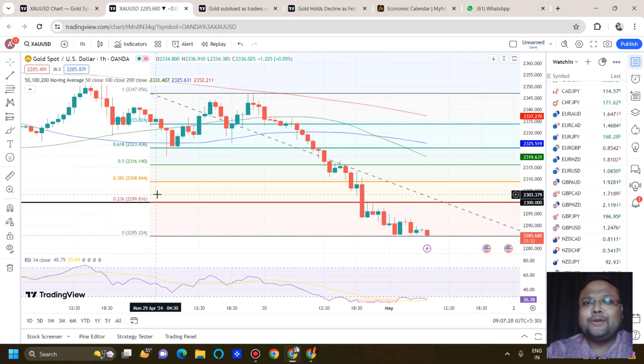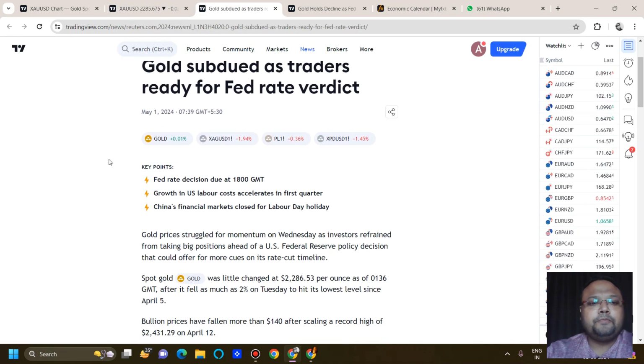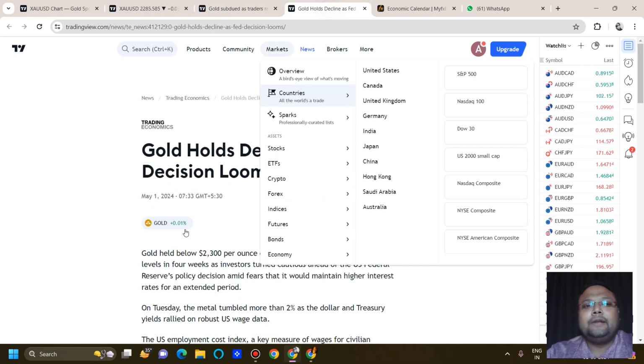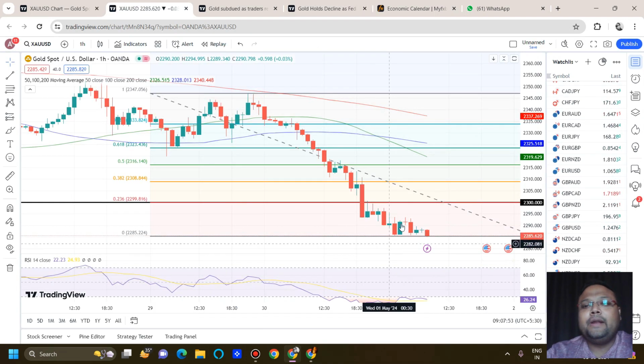So let's try to understand the market sentiment first. Gold subdued as traders ready for Fed rate verdict. Gold prices struggle for momentum on Wednesday as investors refrain from taking big positions ahead of the US Federal Reserve policy decision that could offer more cues on its rate cut timeline. Gold holds decline as Fed decision looms. So the market is expecting that gold may remain like this.